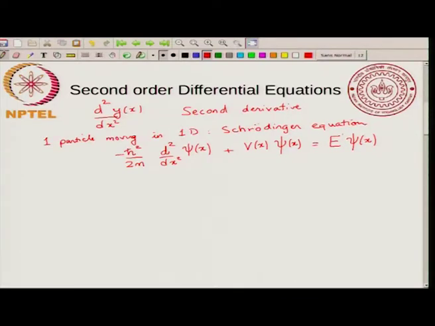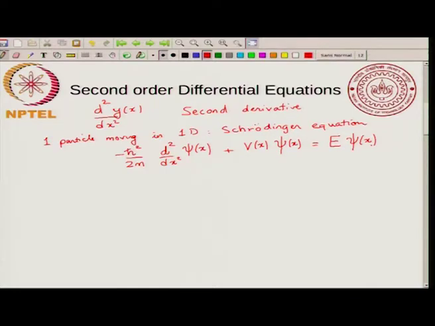So, E is constant. If you look, this is a second order differential equation for the quantity psi. So, psi is your dependent variable and x is the independent variable, and V of x is some function of x which is known as the potential energy function. This is a second order differential equation because the highest derivative of psi that appears is the second derivative. In the other terms you do not have any derivatives of psi and you just have psi times a constant.